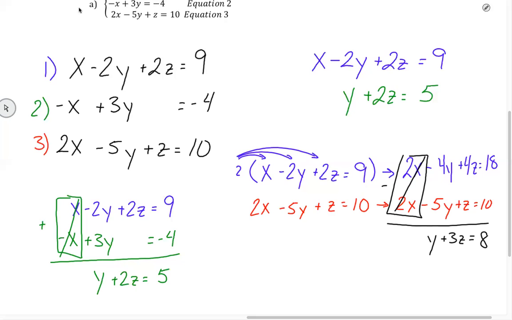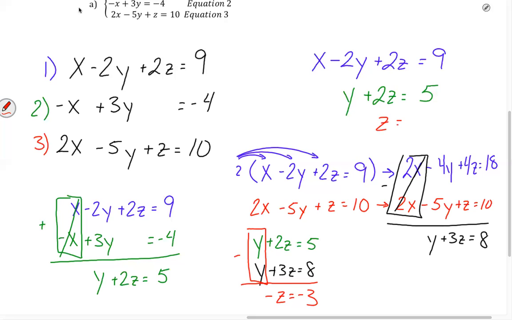Now, I have these two equations, the green one and the black one. Do you guys see that? So I'm going to take the green one, y plus 2z equals 5. I have the black equation, y plus 3z equals 8. Notice my y's are the same. So I'm going to subtract them. We get negative z equals negative 3.